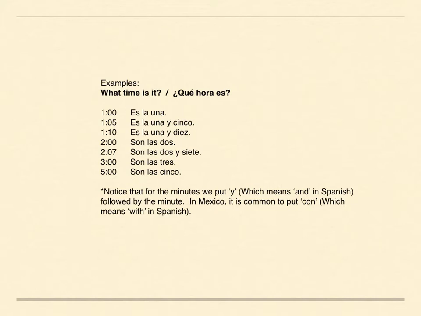2:07, son las 2:07. 3 o'clock, son las 3. Or 5 o'clock, son las 5. Notice that for the minutes, we put y, or the letter y, which means and in Spanish, followed by the minute. In Mexico, it is common to put con, which means with in Spanish.